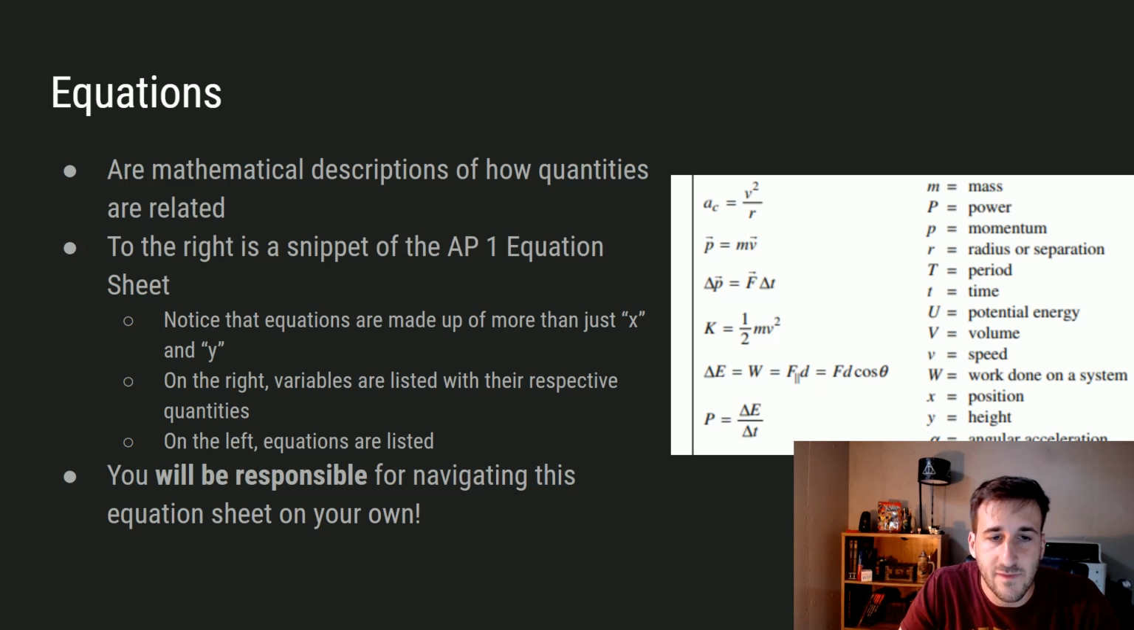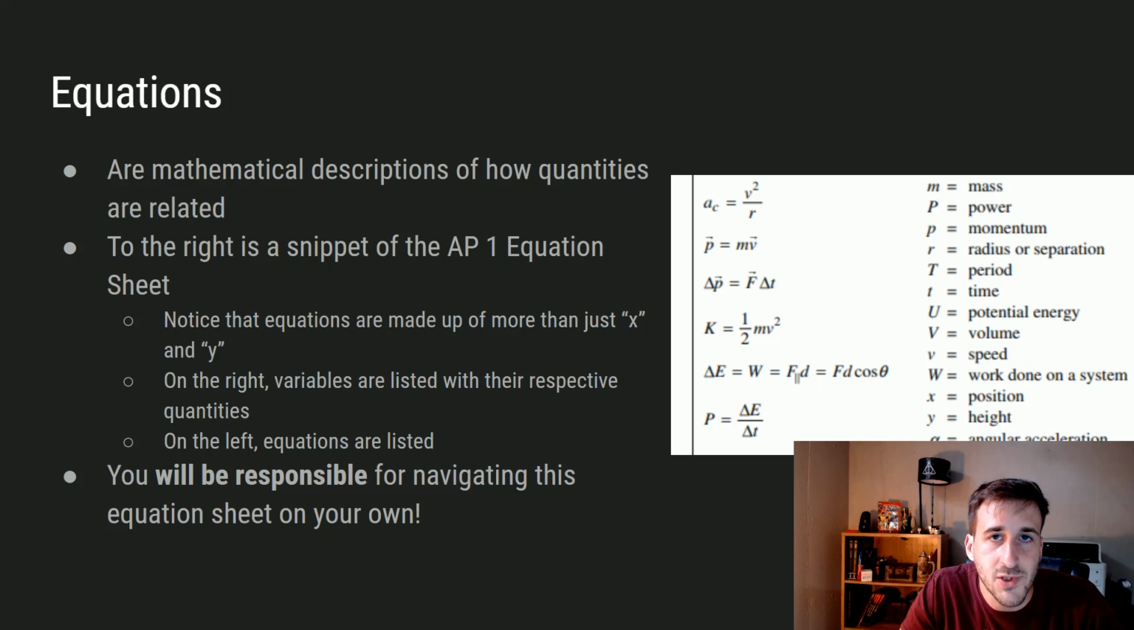P, if you look on the right, it says lowercase p is equal to momentum. So momentum is equal to lowercase m, which is mass, and lowercase v, which is speed. So momentum is equal to mass times speed. That would be how you would read that equation, and that makes sense to us, or maybe it doesn't make sense yet, but you can understand how there's a relationship.